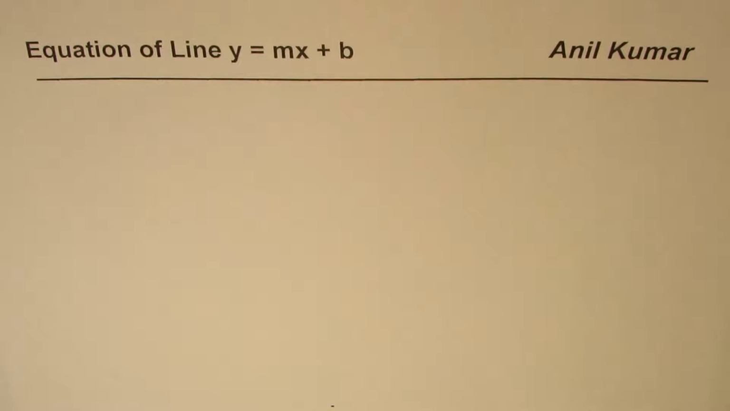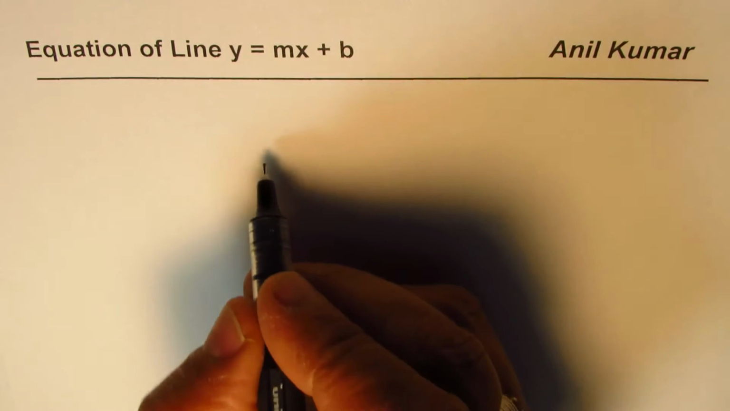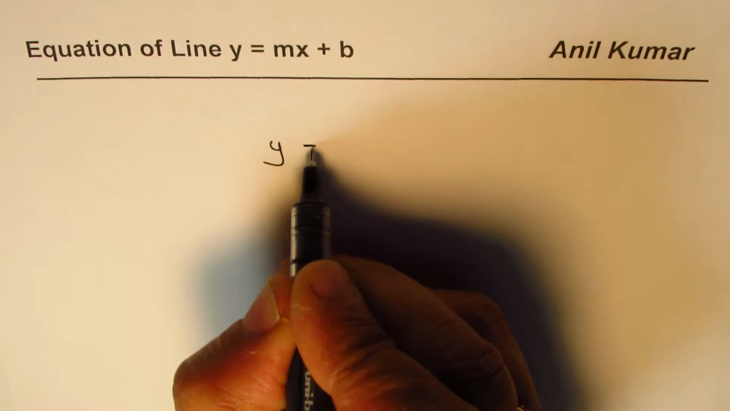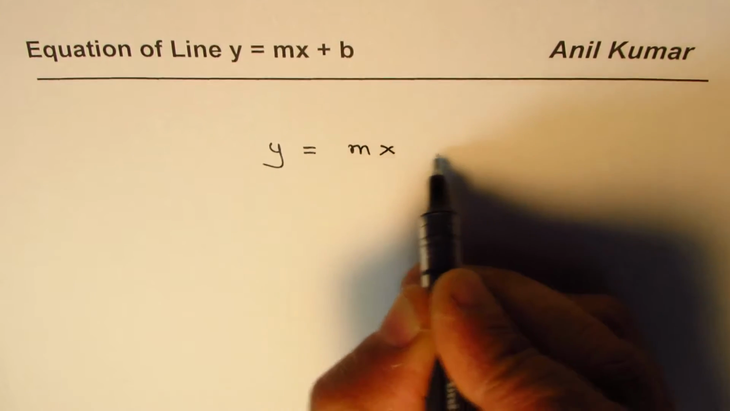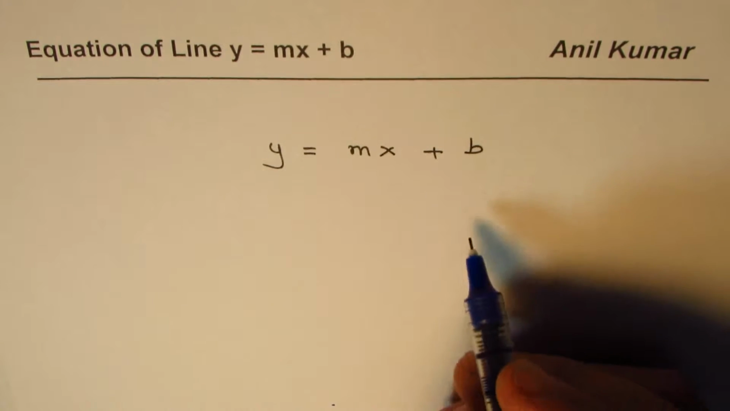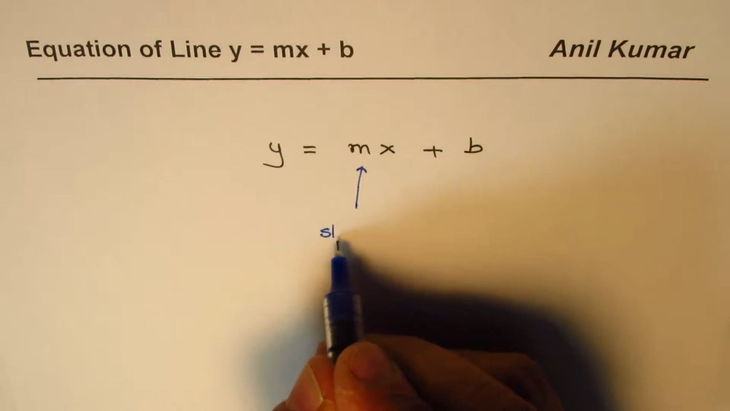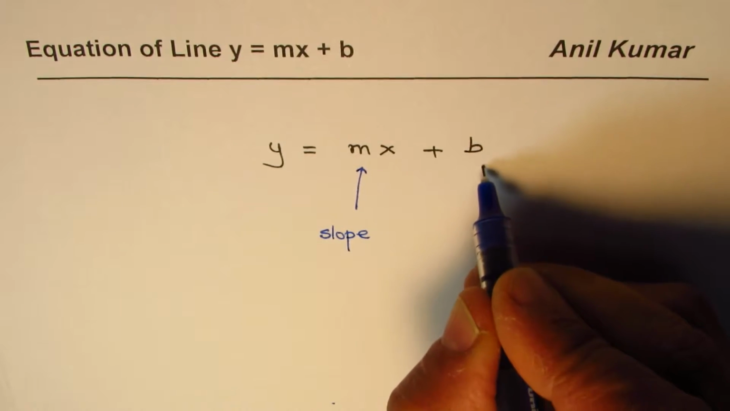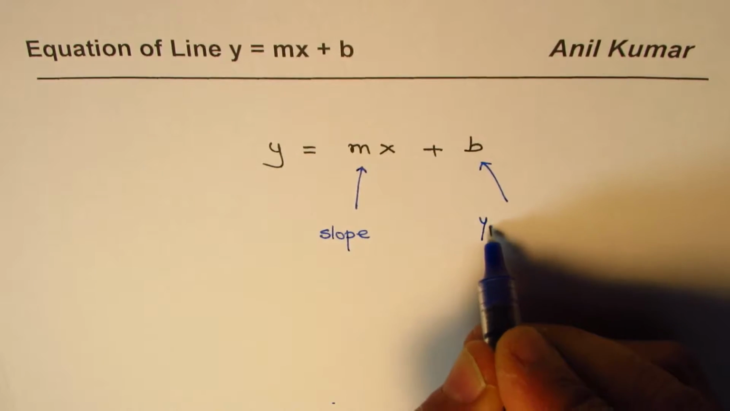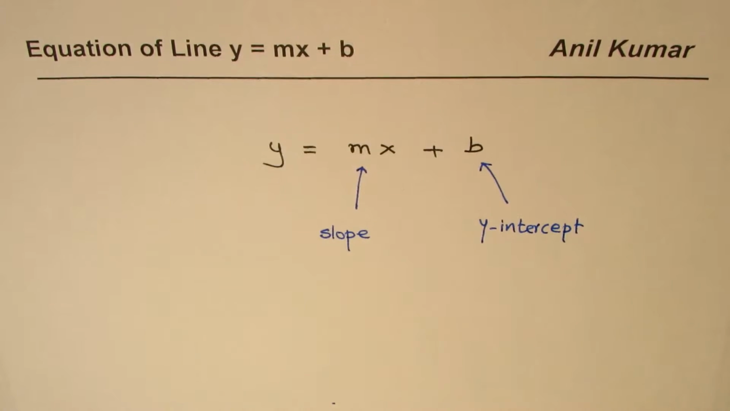I'm Anil Kumar, and in this video we will understand the equation of a line, y = mx + b. Let me write this equation again, y = mx + b. This equation represents a line where m is what? m is the slope, and b is the y-intercept. That is what we know.